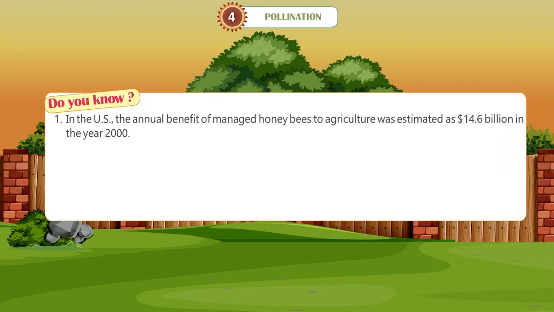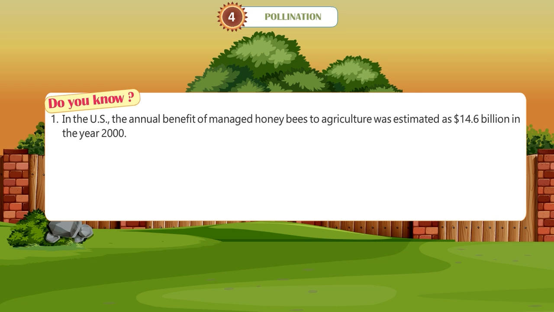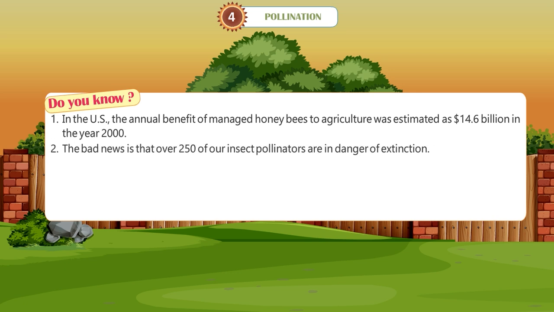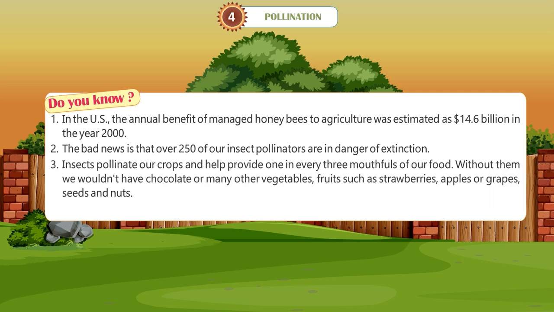Do you know? 1. In the US, the annual benefit of managed honey bees to agriculture was estimated as $14.6 billion in the year 2002. 2. The bad news is that over 250 of our insect pollinators are in danger of extinction. 3. Insects pollinate our crops and help provide 1 in every 3 mouthfuls of our food.